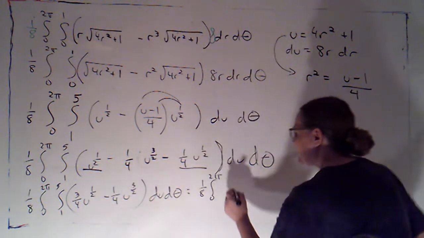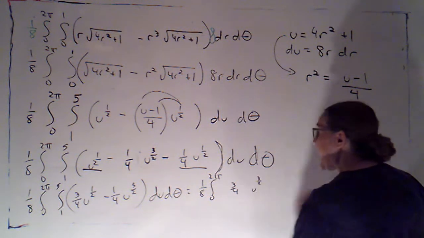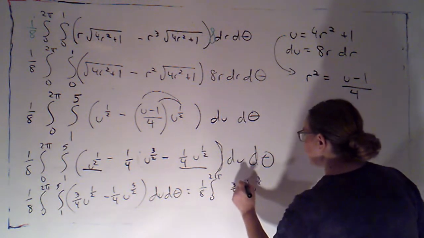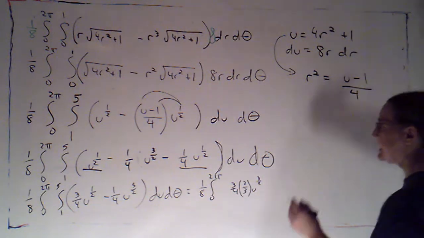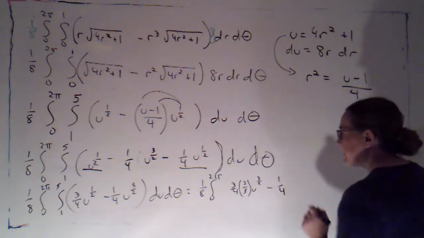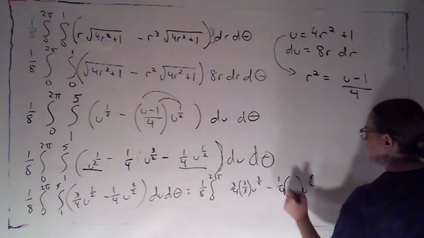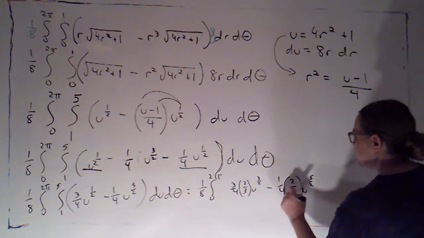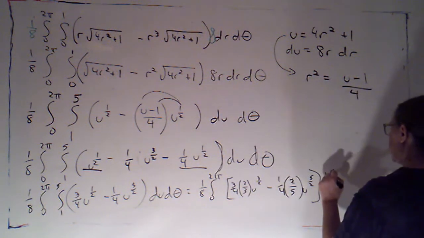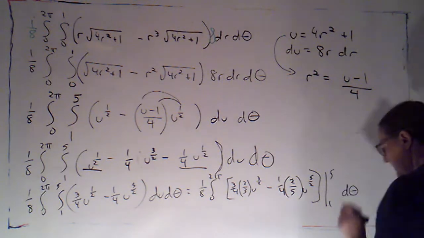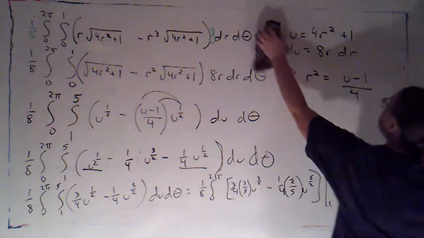Okay, so I'm going to get 1/8, the integral from 0 to 2 pi. Let's see, here I'm going to get 3/4 times u to the 3/2 multiplied by the reciprocal powers of the power, so times 2/3, minus 1/4. Now here I'm going to get u to the 5/2 divided by 5/2 is multiplied by 2/5. All of this is evaluated between 5 and 1, and then we still have to integrate with respect to theta.